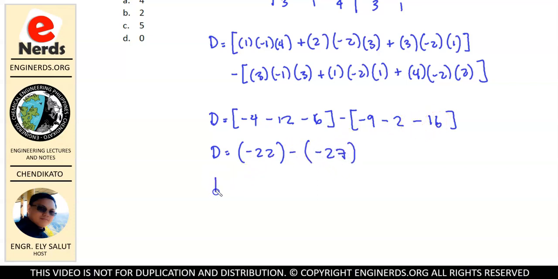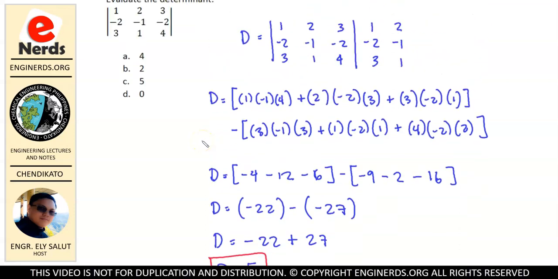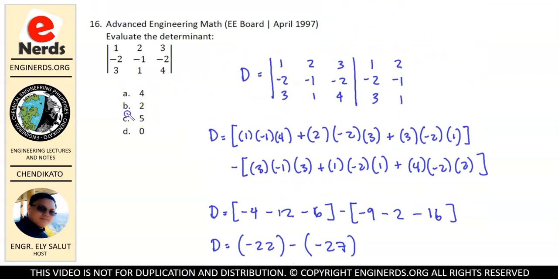Okay? So we have D is equal to negative 22. So negative times negative will be positive. So plus 27. So our D in here is equal to minus 22 plus 27, which is 5. Okay? So our final answer here is equal to 5, in which sa ating mga choices is letter C.